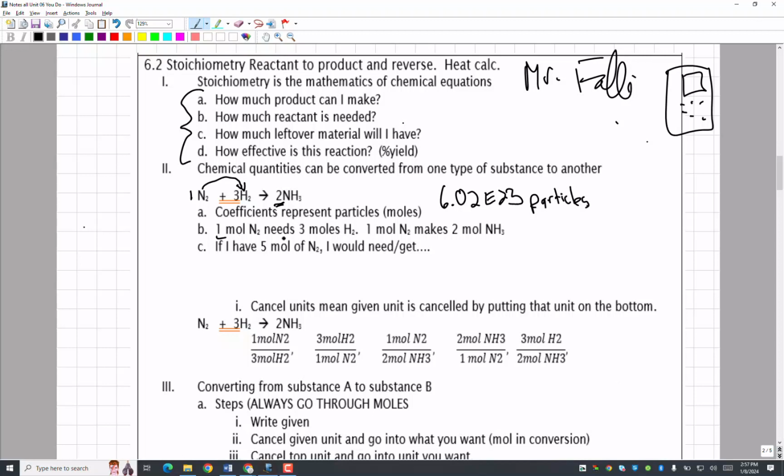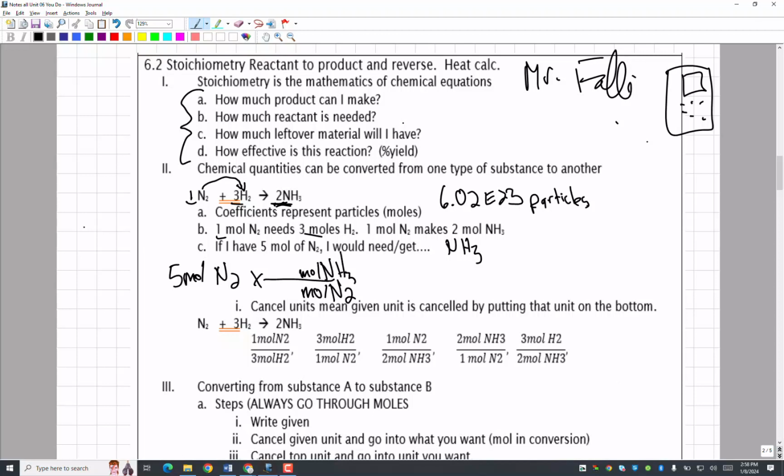As I said before, 1 mole of nitrogen needs 3 moles of hydrogen, and 1 mole will make 2 moles of NH3. So this all comes down to coefficient ratios. If I start with 5 moles of N2, remember how before we did the copying thing? Whatever my given unit is, if I don't like it, I put it on the bottom. Then let's change that into NH3. How many moles of NH3?